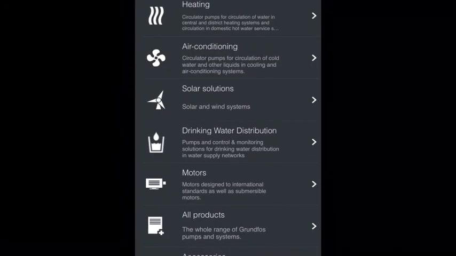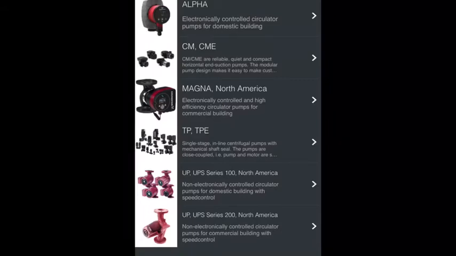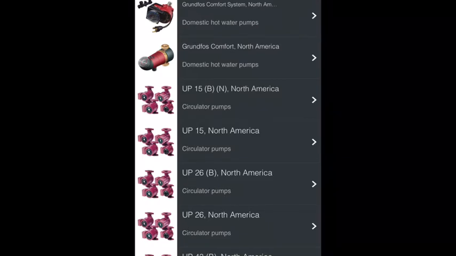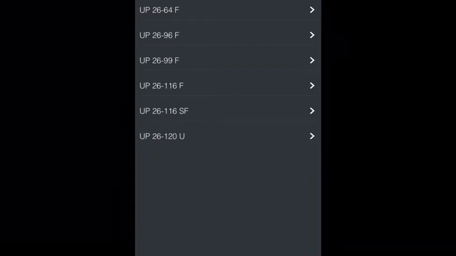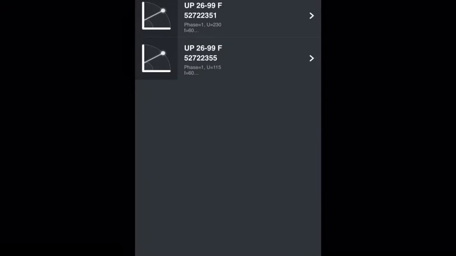I already have my Go app open now. I'm going to select heating, and I'm going to go to UP series pumps with series 100. Since the question says I wanted to use a UP 26-99F pump, I'm going to select the UP North America pump. I have several of these, from the UP 26-64 all the way to a UP 26-120 pump. The pump that I chose to try is a 26-99F pump, so I wanted to see what that one's going to do.